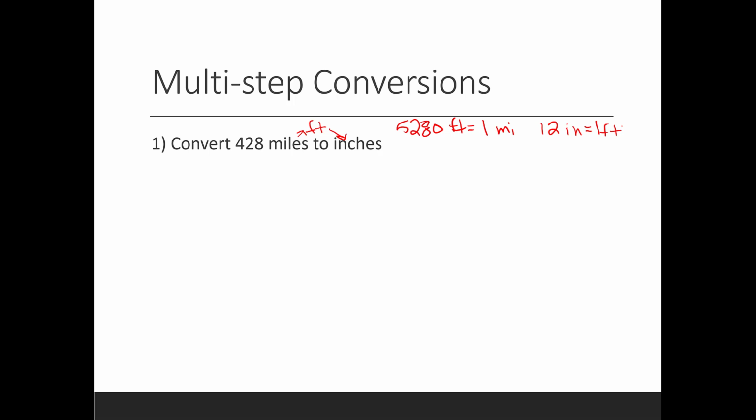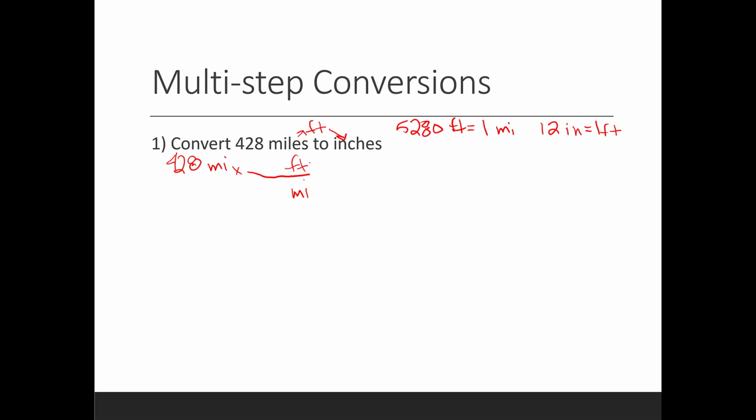We still start with our given number on the left-hand side, 428 miles. We set up our empty fraction, okay, and the unit that we are canceling out of goes on the bottom. So miles is going to go on the bottom. The thing is, I don't want to go straight to inches because I don't know the conversion factor between inches and miles. So this is where I'm going to add feet as an intermediate step. So feet is going to go there.